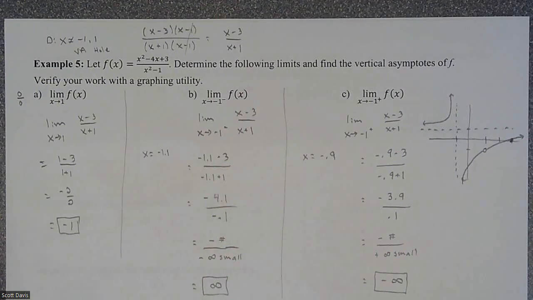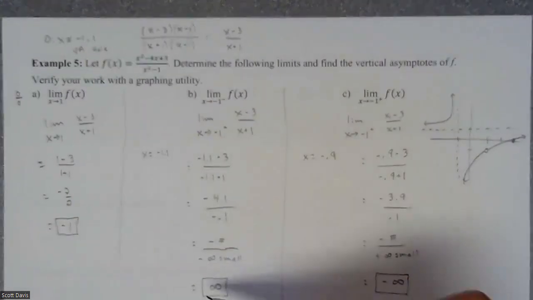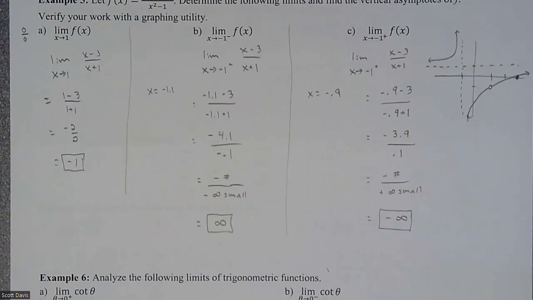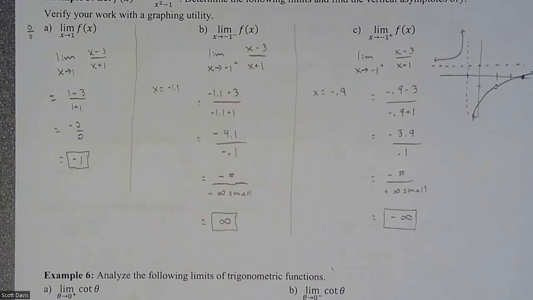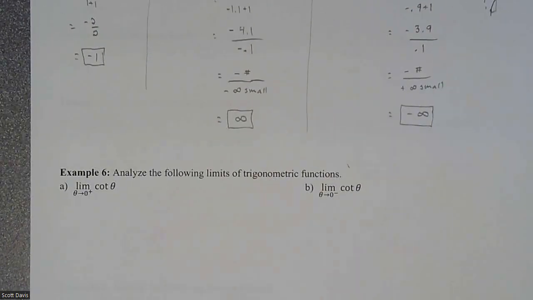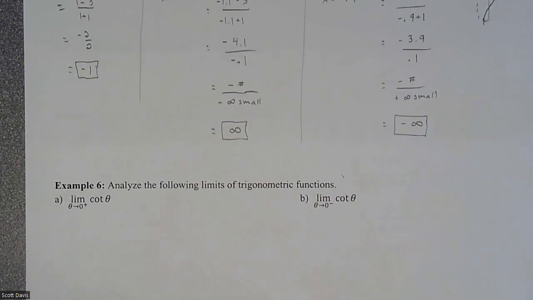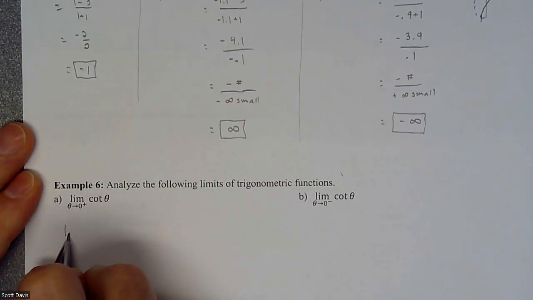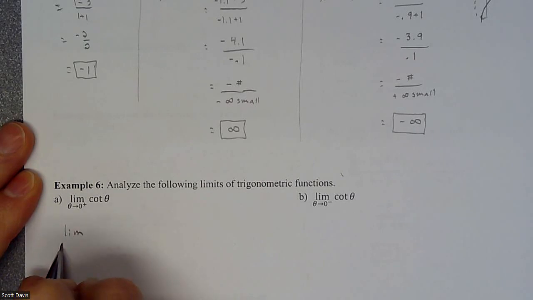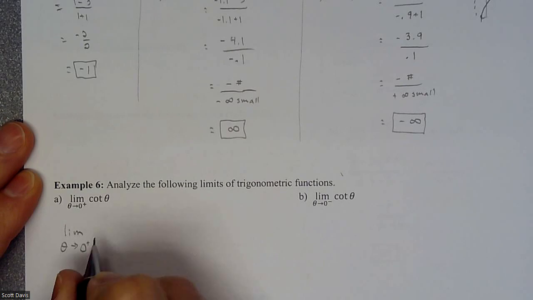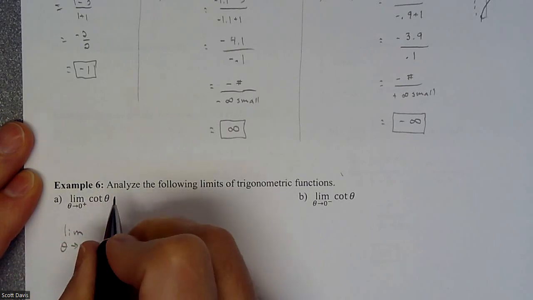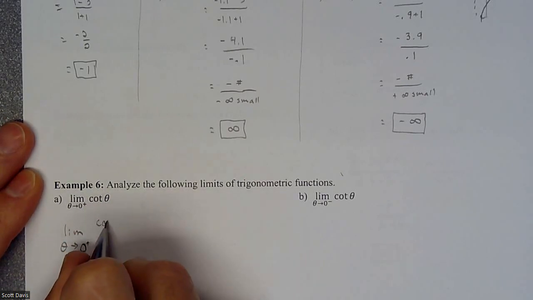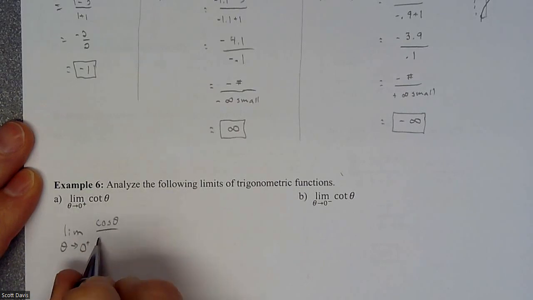All right, so if we put all the pieces together, we don't necessarily have to do a visual in order to come up with what's happening around your asymptote. We can use some logic to it. And then the last little bit is we're going to do some trig versions of that. Same kind of thing. We're trying to figure out the limit as theta approaches 0 from the right. This time, I'm going to rewrite cotangent as cosine over sine.